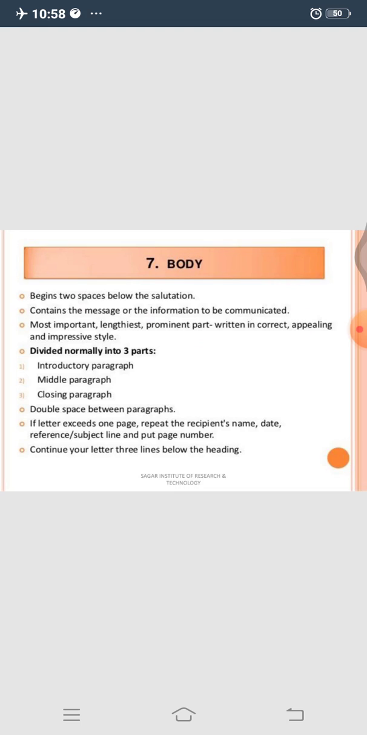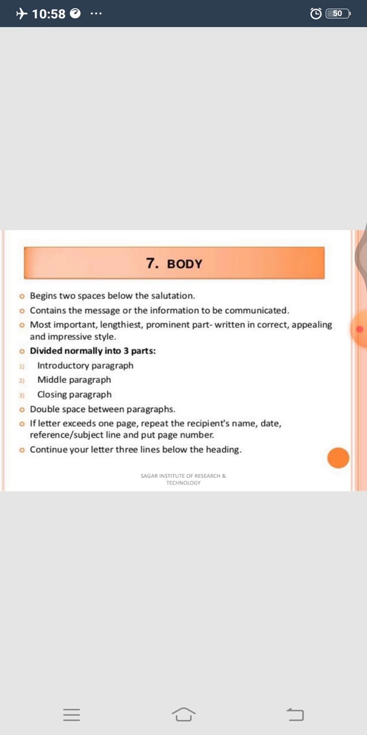The most important, lengthiest, prominent part is written in a correct, appealing, and impressive style, because this is what will actually communicate your message. So it should be very clear, very persuasive if it has that tone, and very impressive in style. Okay, because this is the first thing that is approaching the organization before you meet the people in person.